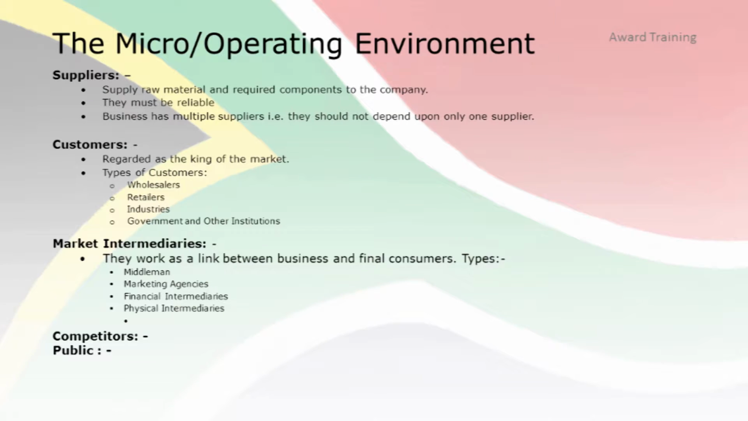In the micro or internal side of things, we talk about customers, we talk about suppliers, we talk about markets. Let's take a look at some of these micro issues on a slide. Just under the heading of suppliers, they're guys which supply us with raw materials which are required to run or make our products in the company. They must be reliable, and a business normally has multiple suppliers, so we don't just depend on one supplier.